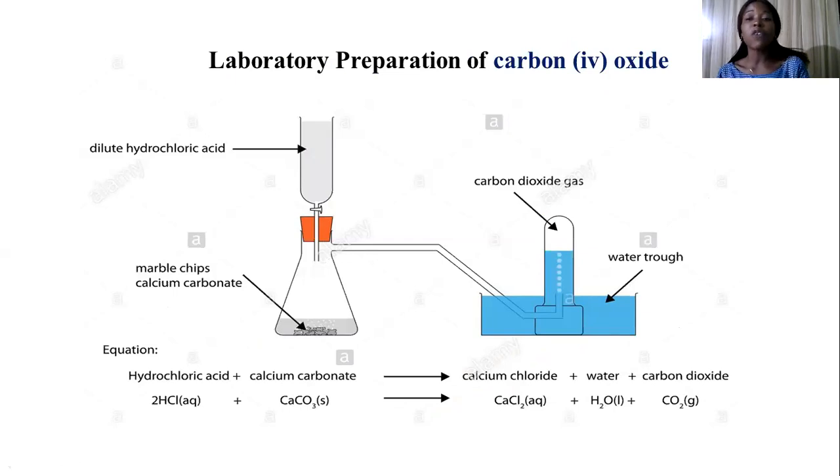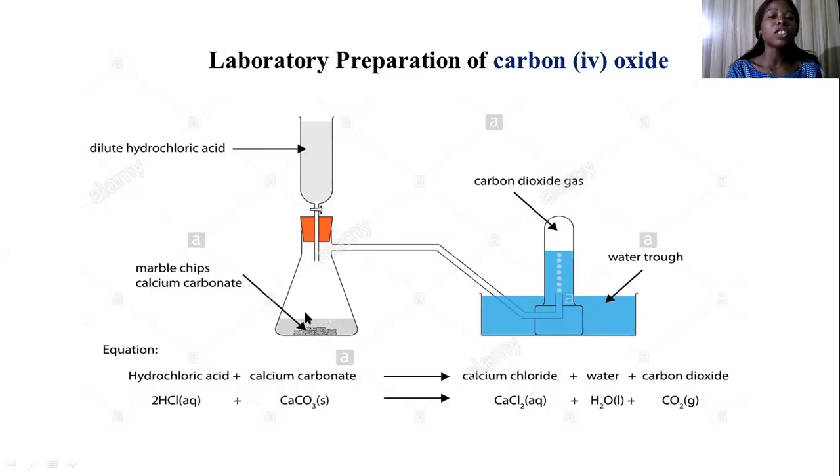In preparing carbon 4 oxide in the laboratory, we react marble chips. The chemical composition of marble chips is calcium trioxocarbonate 4, which is written as CaCO3. So marble chips react with hydrochloric acid to give us the gas. So this is the setup of the reaction.